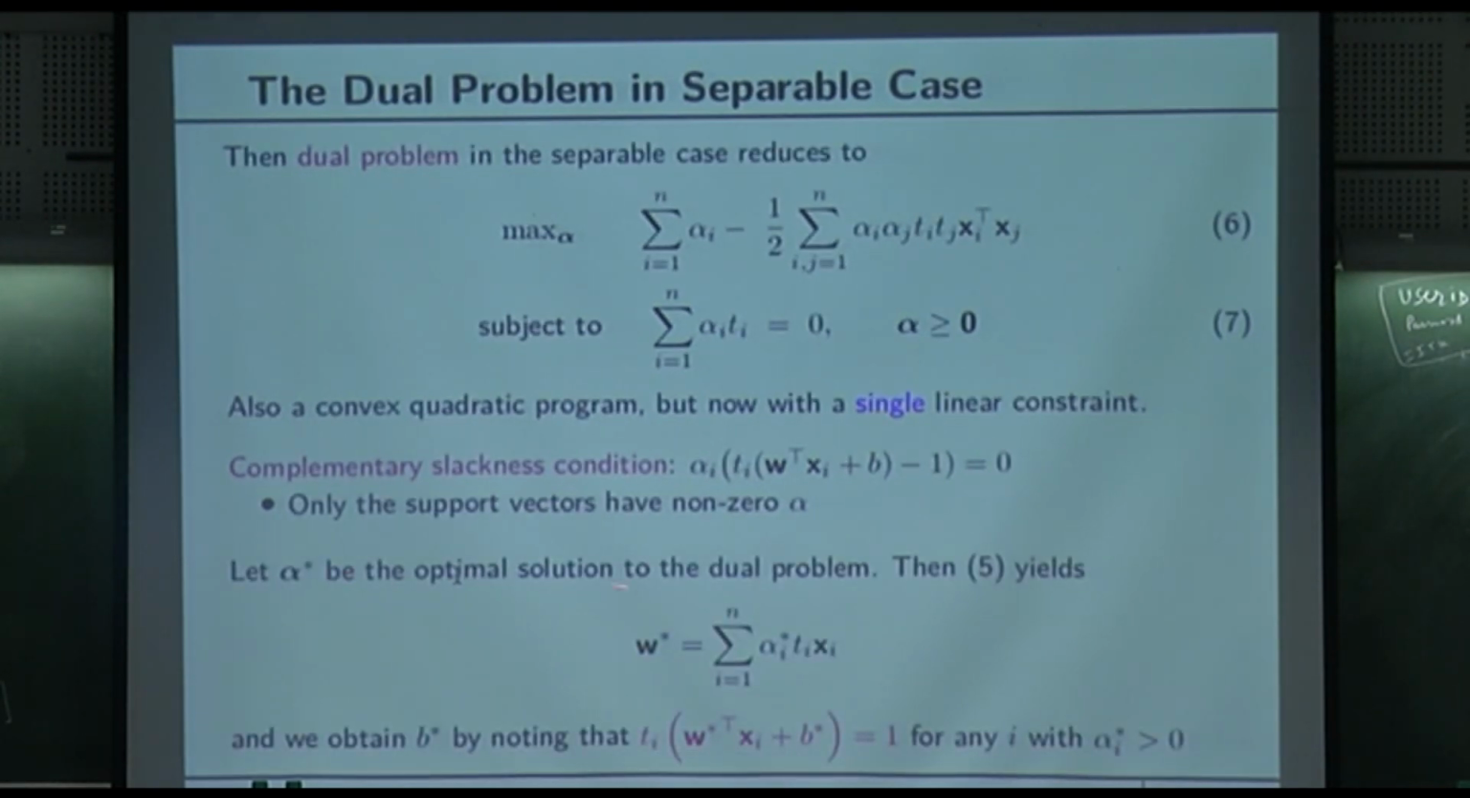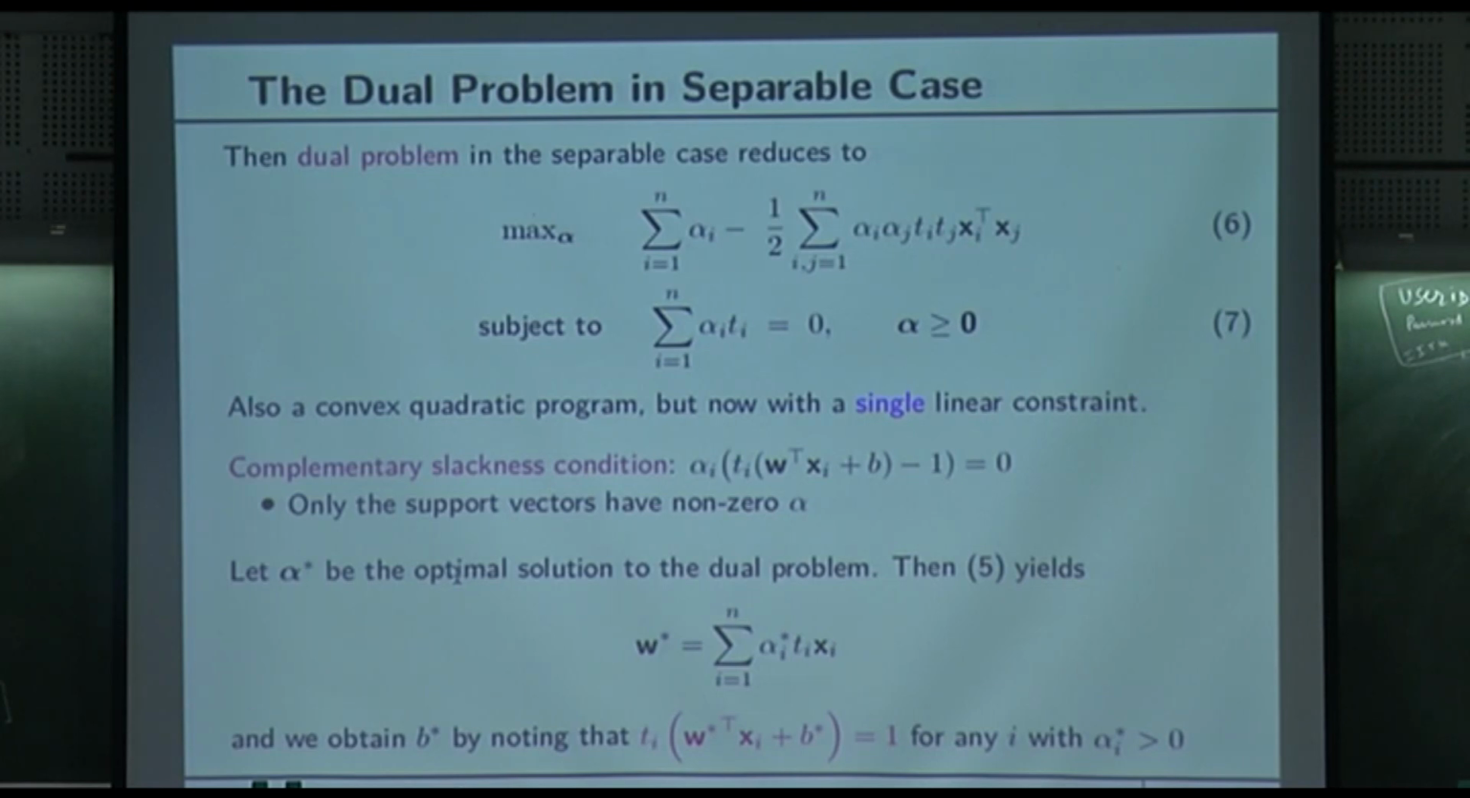So if alpha star is the optimal solution to the dual problem, how do I get the w? Remember, by the first order conditions, we have that w is equal to the sum of alpha I ti xi. So instead of alpha I, put in the optimum value and you get the answer from there. How do you get b star? Remember, if alpha star I is positive, then the corresponding bracket here must be equal to 0. I know w star already, so I can solve for b.